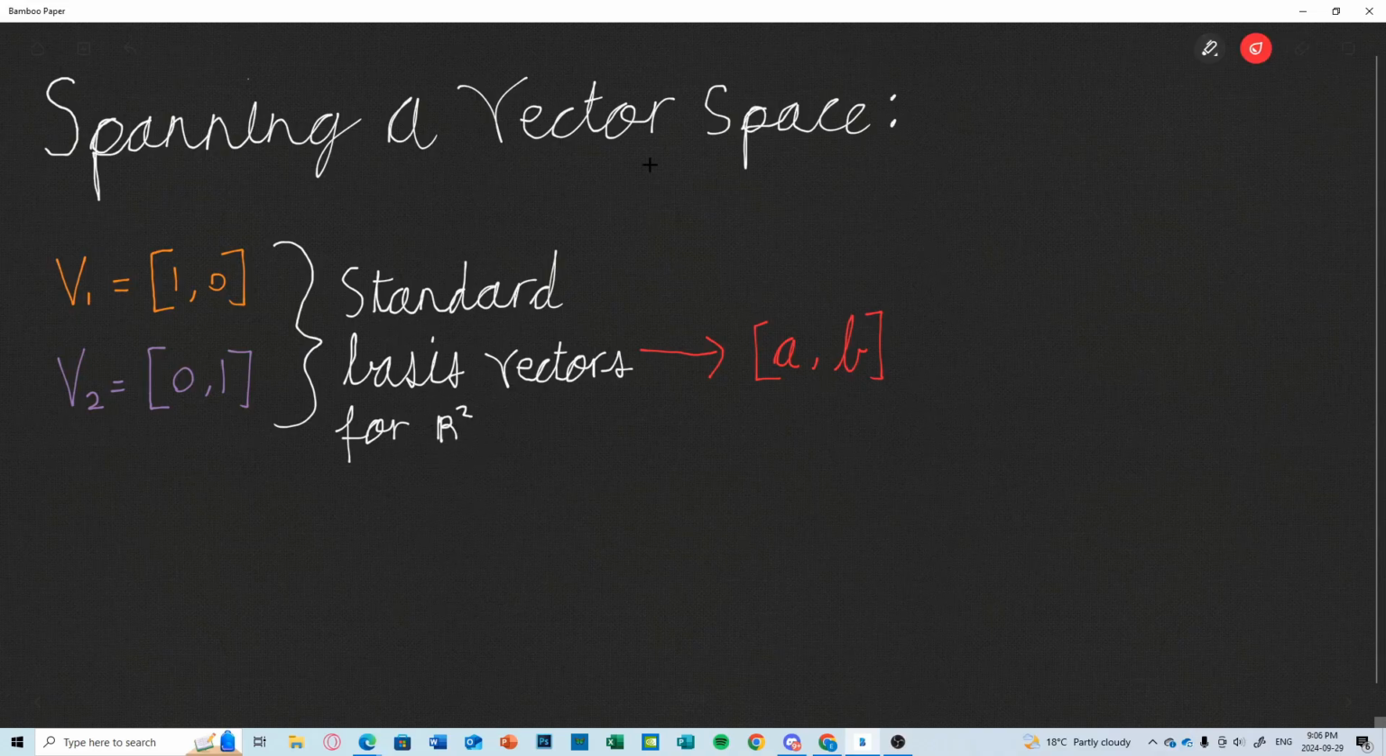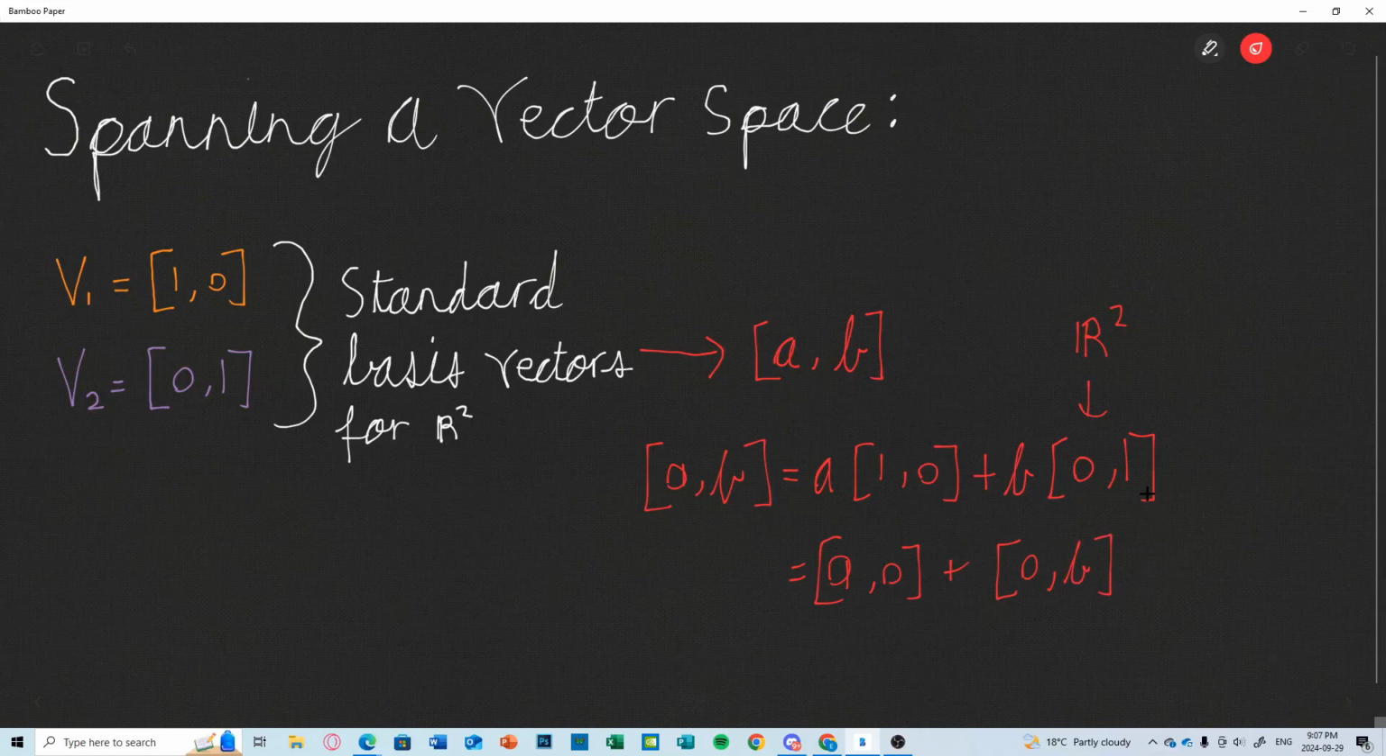So let's say we have a vector (a, b), which can be written as a linear combination of v1 and v2. This gives us (a, b) equals a times v1, which is (1, 0), plus b multiplied by our v2, which is (0, 1). Since we can represent our answer in R2 as a0 plus 0b, this will span our vector space.